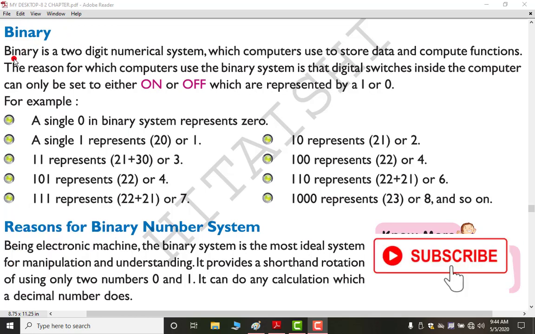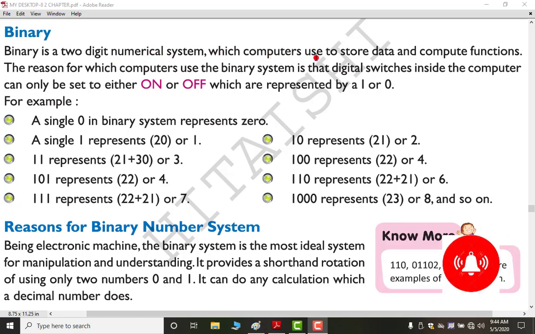Okay, so first of all, what is binary number system? Binary is a two-digit numerical system which computers use to store data and compute functions. The reason for which computers use the binary system is that digital switches inside the computer can only be set to either on or off, which are represented by 1 or 0.